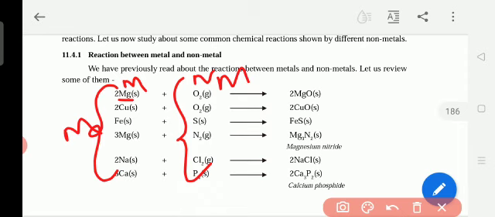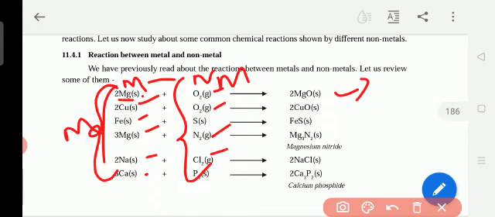Okay, so in the reaction between the metals and non-metals, what is the product? Magnesium is in the solid state. All the metals are in the solid state, and all these non-metals are in the gaseous state, only phosphorus and sulfur are in the solid state, but they are soft. So when the metal reacts with the non-metal, the product it gives is magnesium oxide.